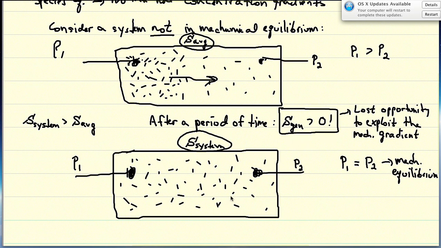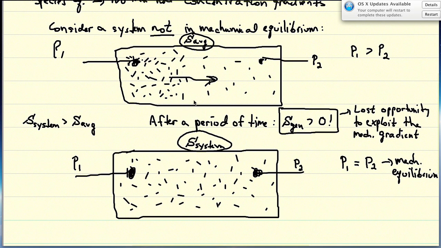And I now have this system of mechanical equilibrium where now I have a lower quality energy. I no longer have that gradient. I no longer have something that I could exploit into doing useful work. Okay? That is a fundamental, critical concept that we're going to continue to hone and reinforce all semester long. This idea of lost opportunity to do work.